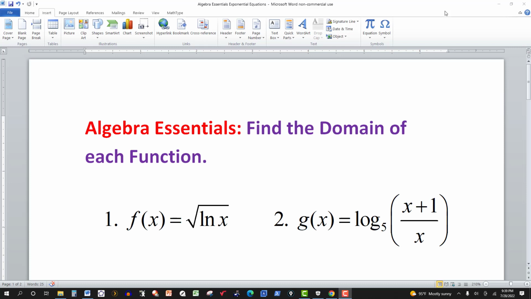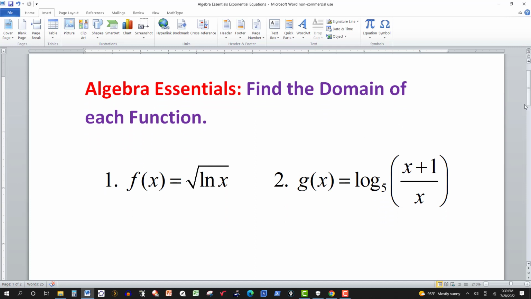Okay, in this video we want to find the domain of two functions. We've done something similar to this before, involving different types of functions. Here we're dealing with two log functions. But you can never have enough of these types of problems. Knowing how to find the domain of a particular function is very important in mathematics. So let's look at the first one here.